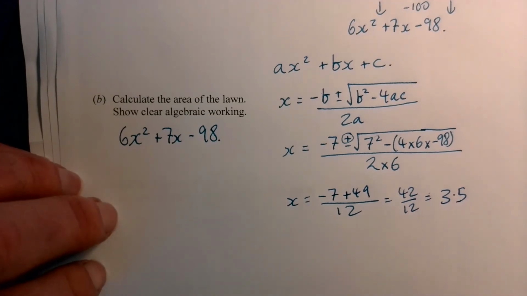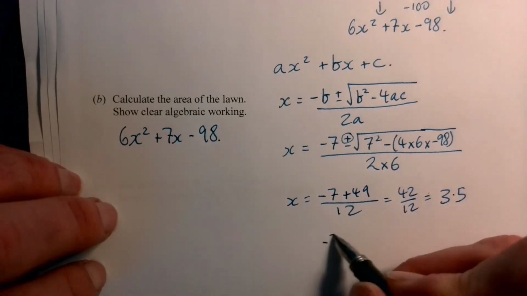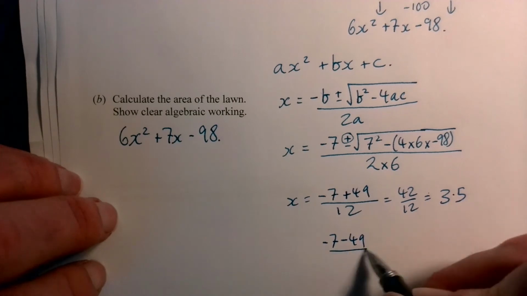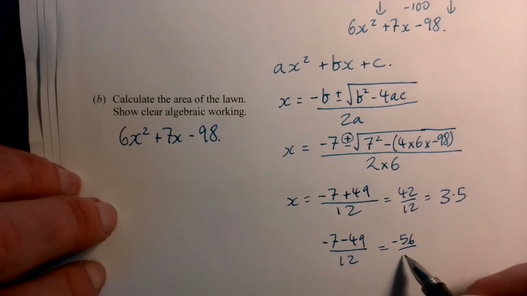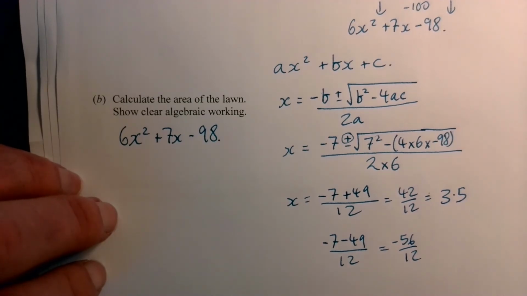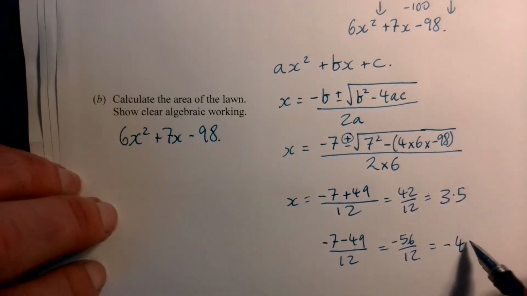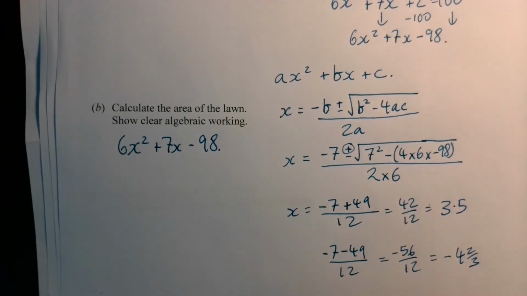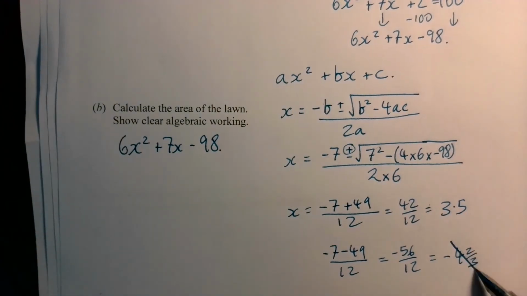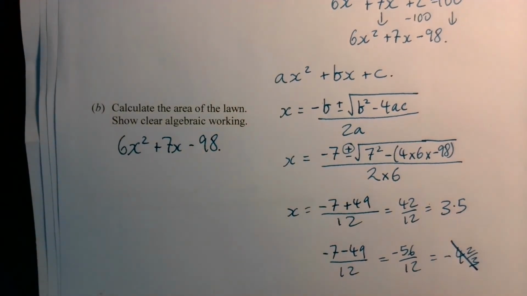And the other solution you could have would be negative 7 take 49 over 12. Well, that's going to give you minus 56 over 12. And 56 divided by 12 is 4 2/3, but it's going to give you negative 4 2/3. And that can't be true, can it? Because you can't have a distance that is negative something in reality. So we can cross that one out and we go with 3.5.